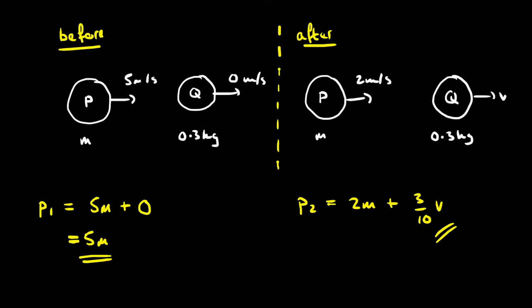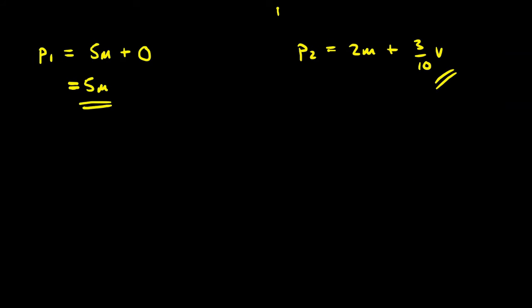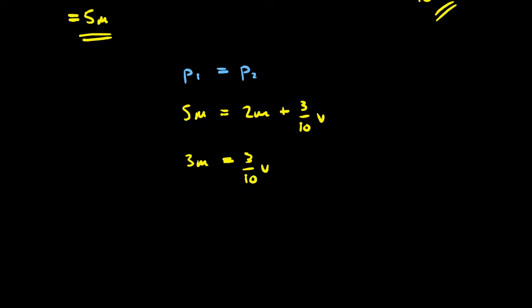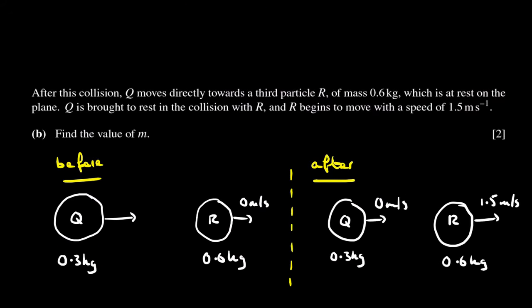Now then, conservation of momentum states that the momentum before must be equal to the momentum after. That's really the key bit of knowledge there. And so we can say that 5m is equal to 2m plus 3/10 v. And so 3m is equal to 3/10 v. And we want to find v, therefore, so I can divide both sides by 3 and multiply both sides by 10. So v is equal to 10m meters per second. Okay, so now that we've done that, we can go to part B.